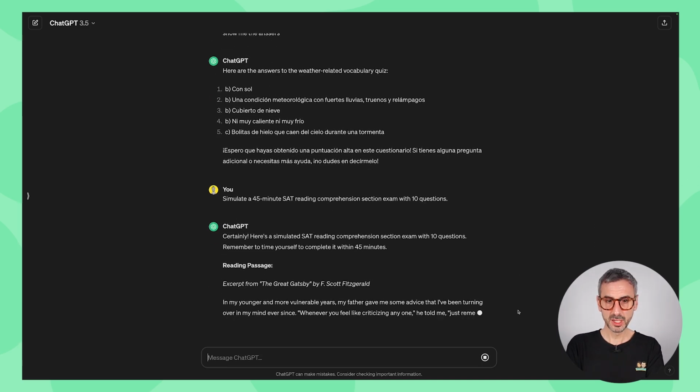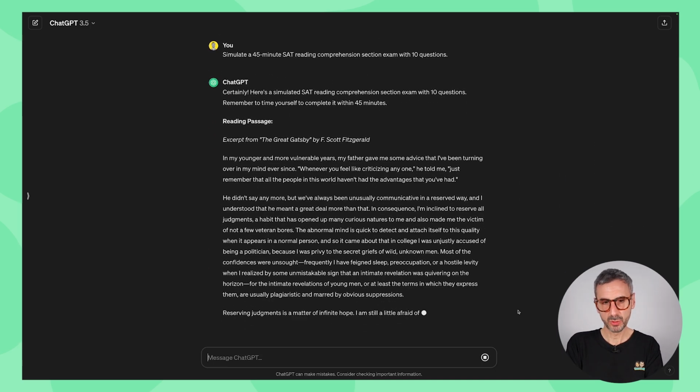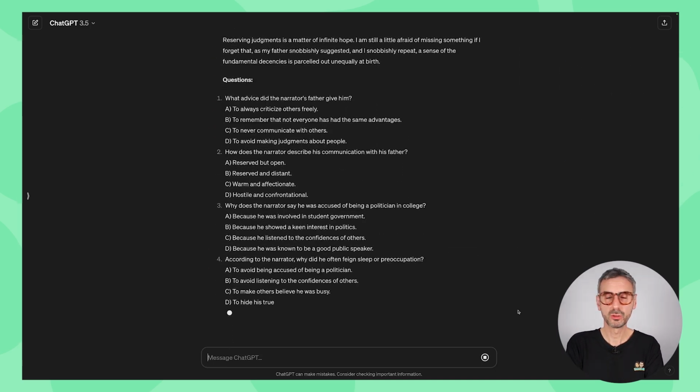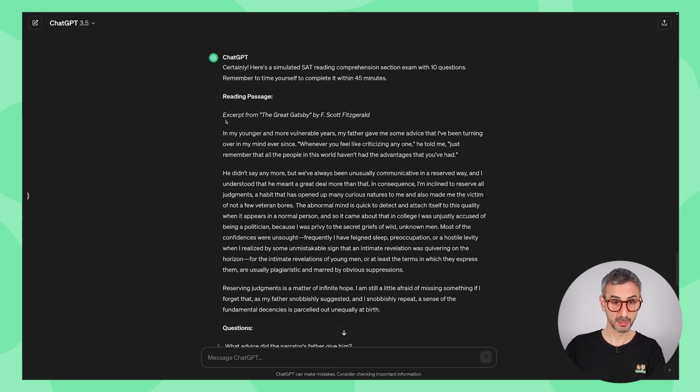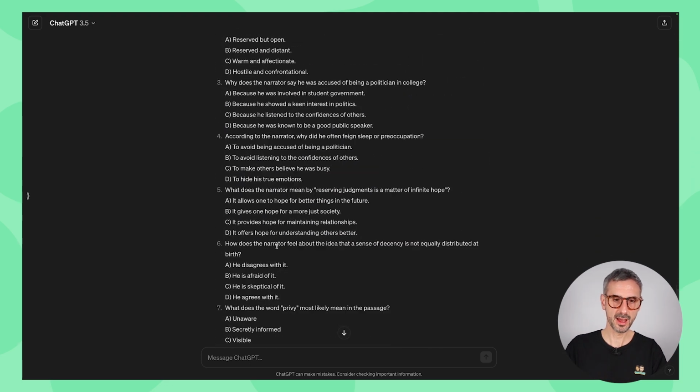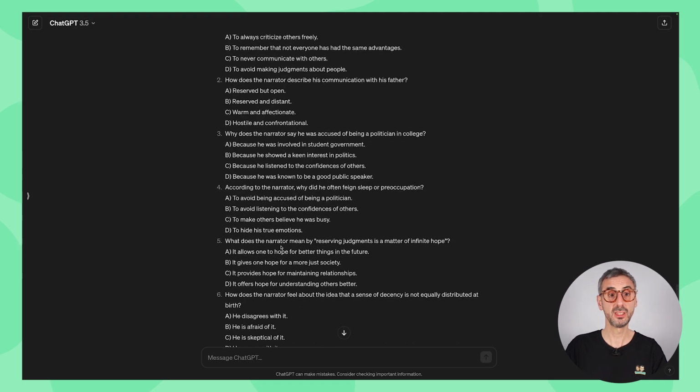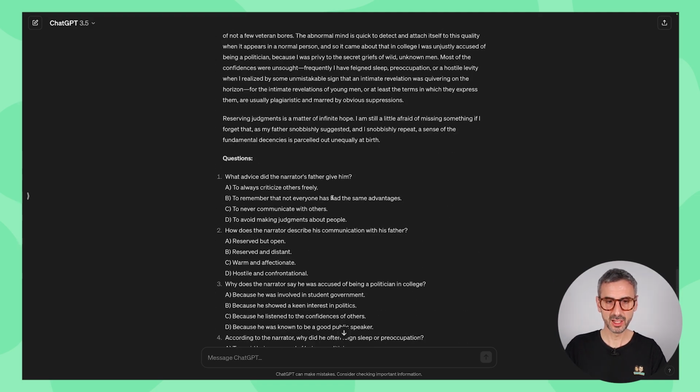So let's see. So the reading passage, so obviously a reading comprehension needs to refer to some sort of reading material. So here we go. We have the reading passage right here, The Great Gatsby by Scott Fitzgerald. So we have about 5-6 paragraphs: in my younger and more vulnerable years, blah, blah, blah. So there is the passage, and then we have 10 different questions. These are Q&As. Okay, so what advice did the narrator's father give him? To always criticize others freely, to remember that not everyone has had the same advantages.